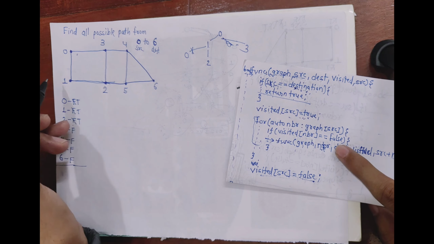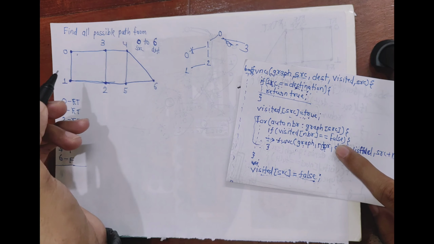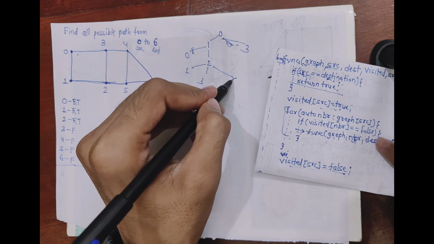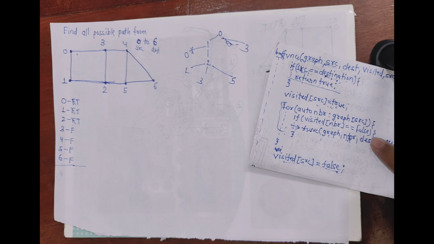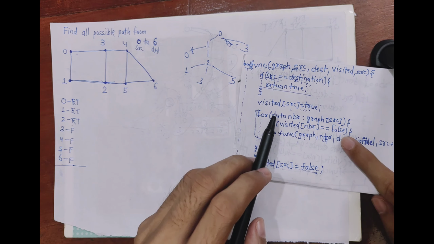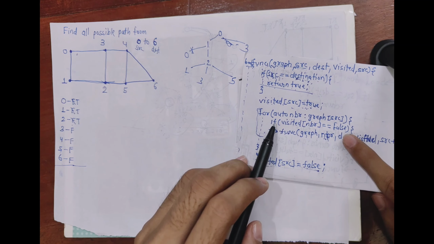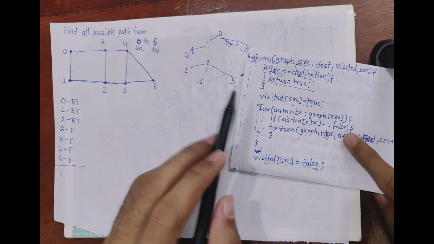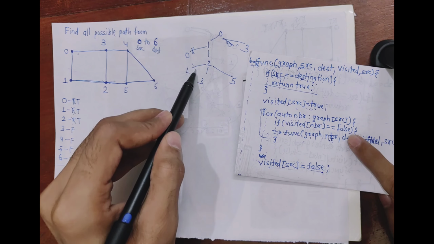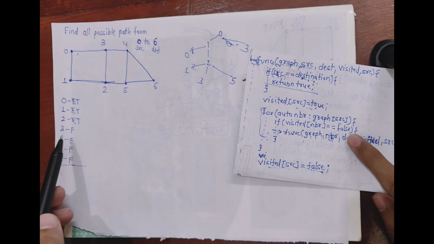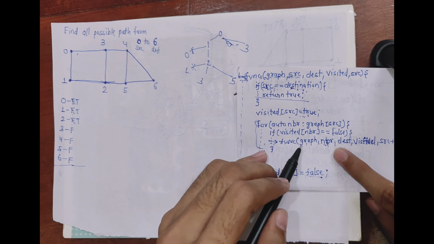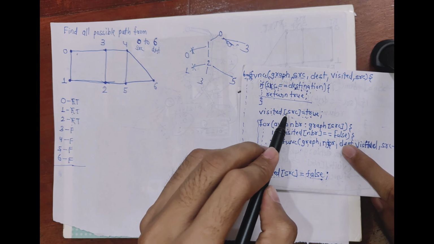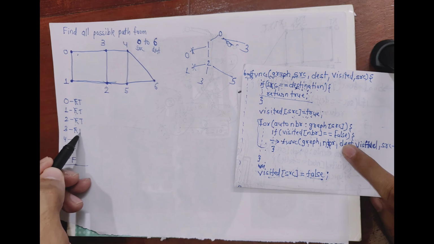2's neighbors are 1, 3 and 5, right? Now we have to check which neighbor is false. 1 is true, we can't do anything in this path. 3 is false, yeah, we will be able to do a recursive call making 3 as a source node. So we came to this point. 3 is not equal to 6, we have to set 3 as true, right?